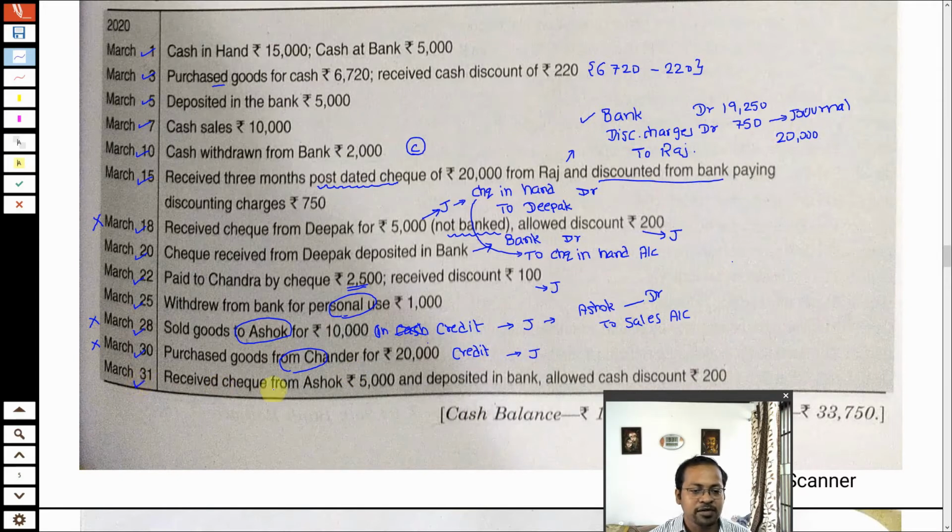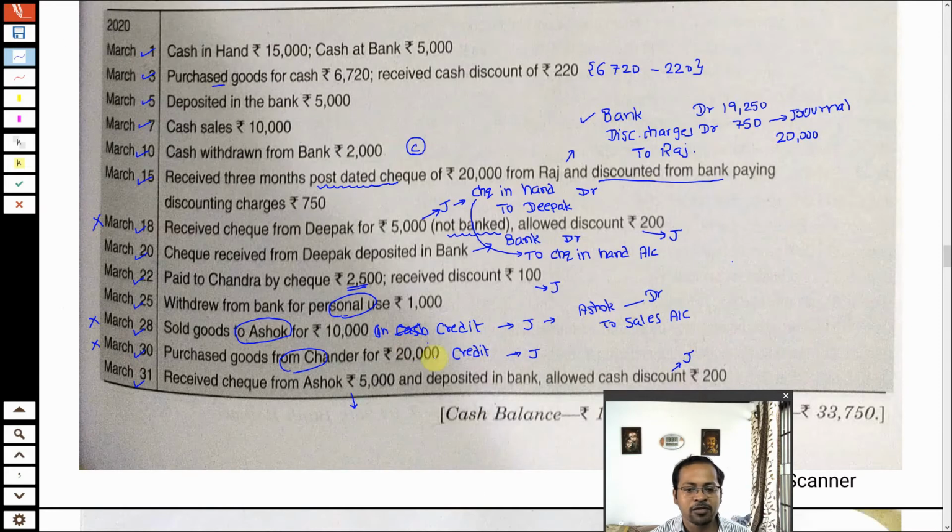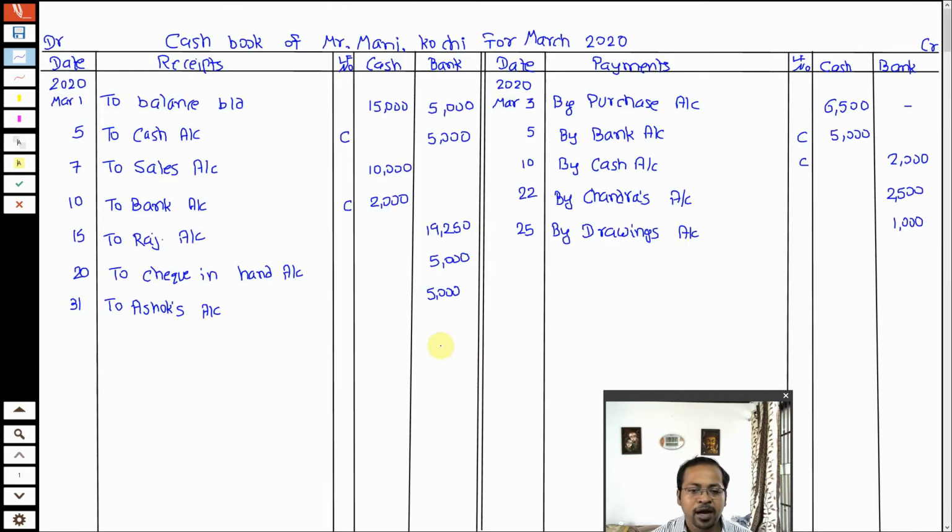Then on March 31, received check from Ashok rupees 5,000 and deposited in bank. Allowed cash discount rupees 200. So cash discount will be recorded in journal, and I am depositing on the same date. So my entry will be bank debit to Ashok, March 31. So bank debit to Ashok's account 5000.